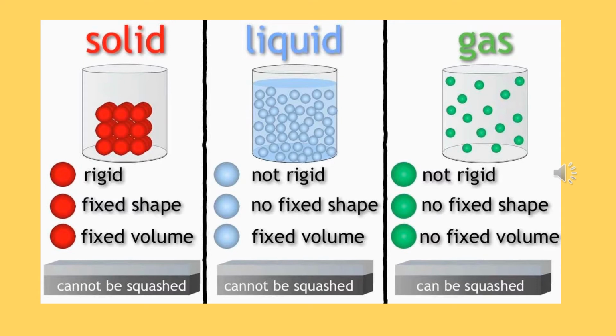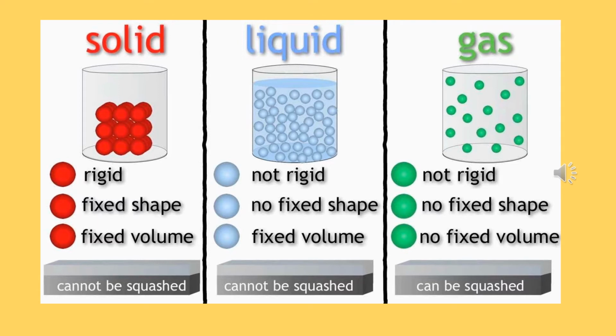Hopefully you can see that in a solid, they are all very compact, very close together. They have a fixed shape and they have a fixed volume. So think about a pencil, think about a cup. Obviously you can break them, but you can't move them into different shapes. They are what we'd call solid.